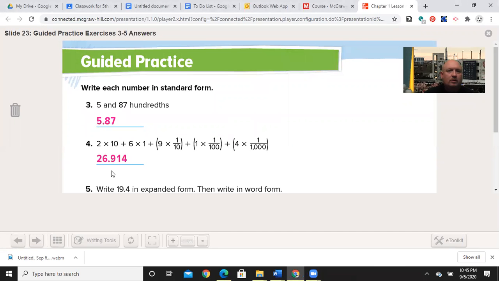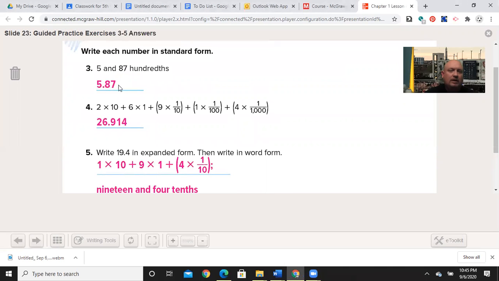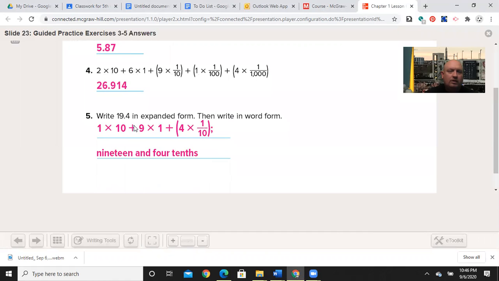Welcome back. So 5 and 87 hundredths. So if we have the 5, and it tells me it's a decimal place, and 87 hundredths, 2 zeros in the 100, 2 decimal spots. Now I have my 2, my 6. Again, the 10, the 1, the tenth, the hundredth, the thousandth, those are telling me my place value. So 2, 6, 9, 1, 4. And then 19.4 in expanded form. I have my 1, my 9, and my 4. 19 4/10.